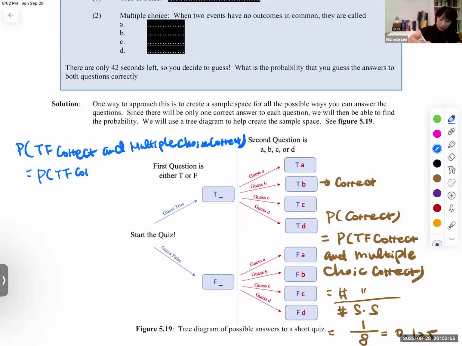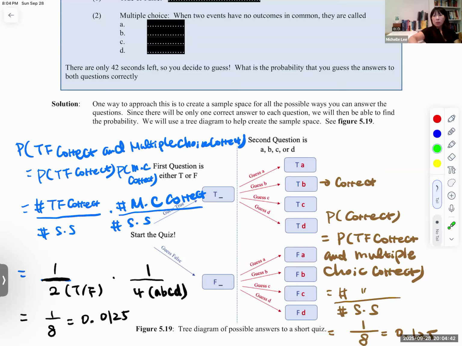And then how many sample spaces in the multiple choice? We have 4 because A, B, C, D, right? And then how many correct? One correct, right? So if we multiply together, what do you get? So we have 1 over 2 times 4, which is 8, which is 0.125. So we get the same answer. Make sense? All right, then we have a formula, and then we have a terminology for this one.